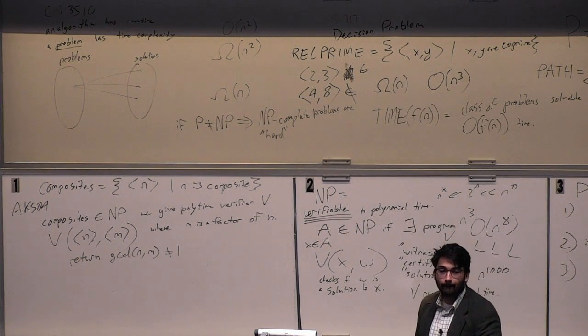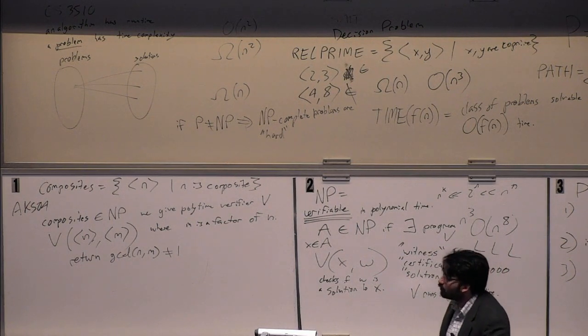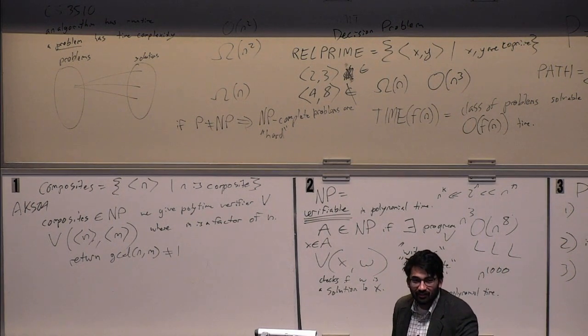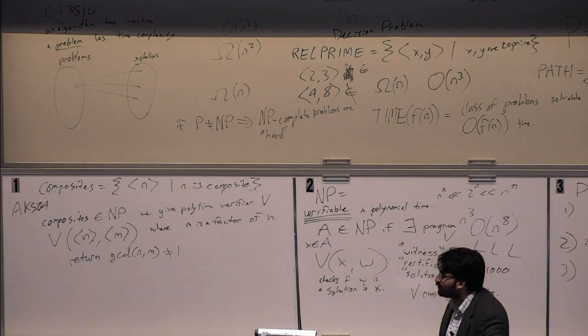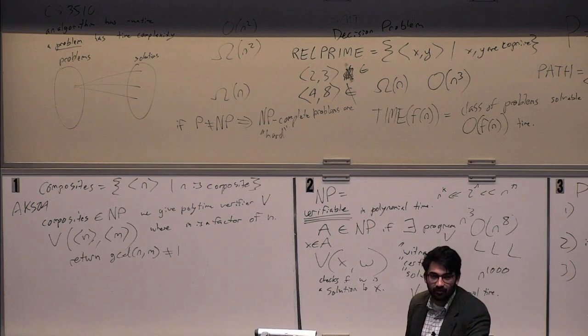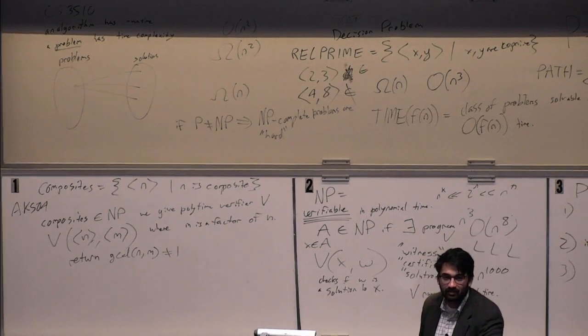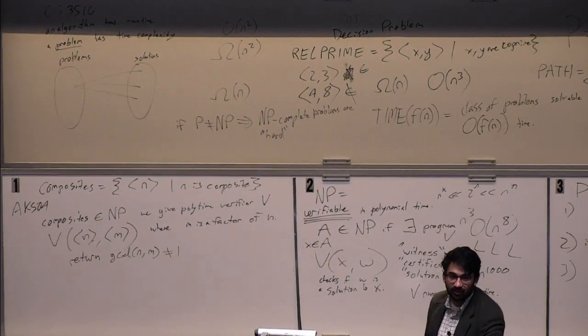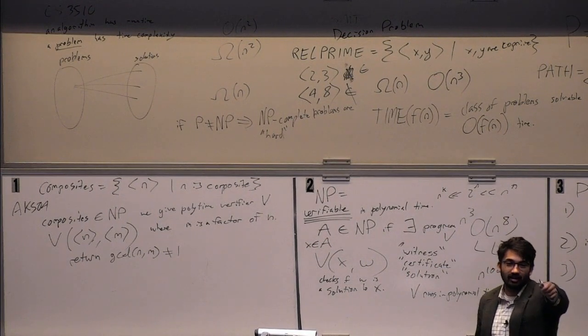Oh, you don't know AKS. That's right, that's why we're doing a simple example. If you said AKS, that would maybe be okay, but it's a many-page paper, a very difficult algorithm. It's very, very non-trivial. But that would work, absolutely.